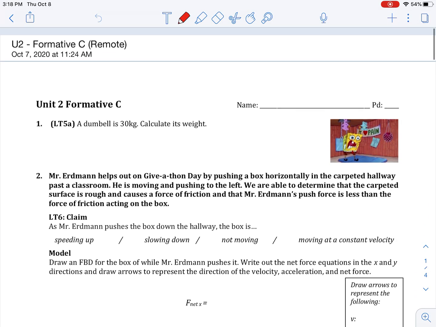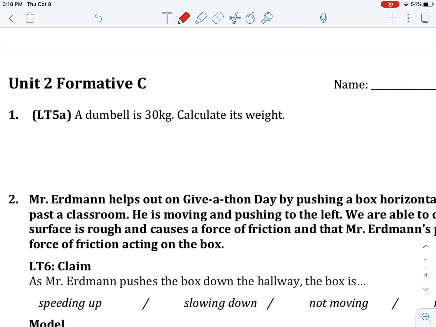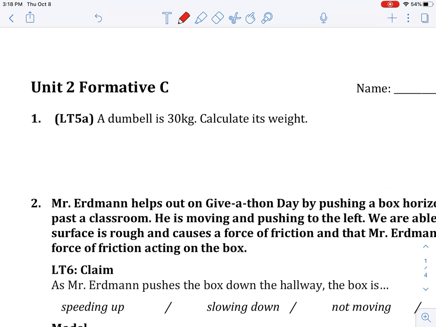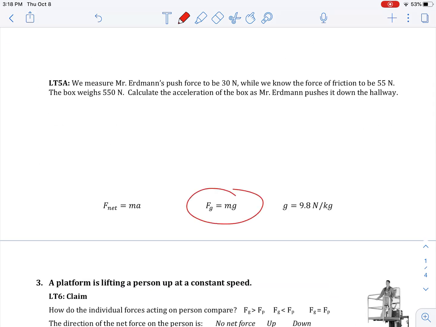We're going to go through the formative and do all the LT5a problems, the word problems. So here we go. The first one says a dumbbell is 30 kilograms. Calculate its weight. This is the most simple and straightforward one. It's going to get us to use this equation right here.